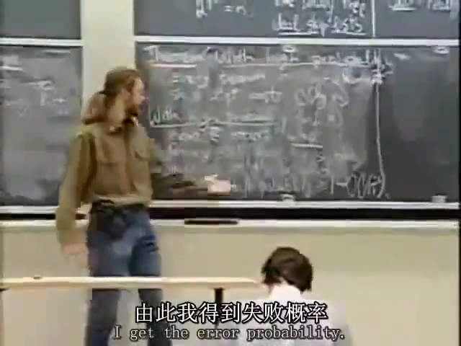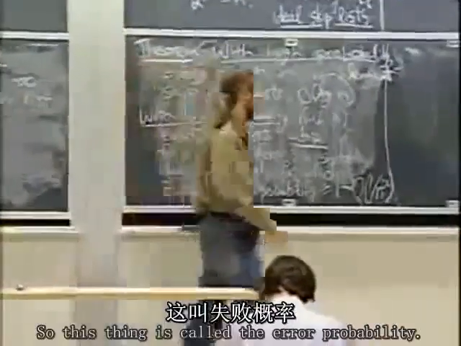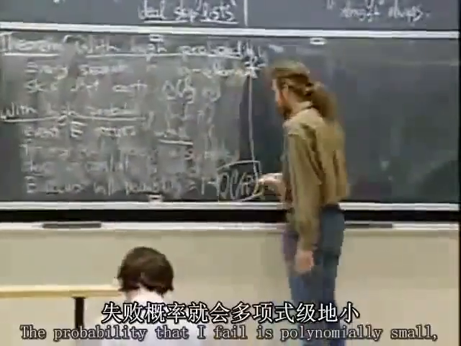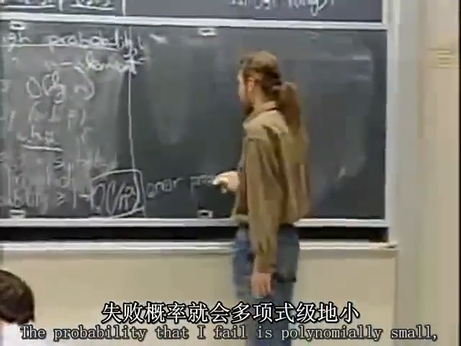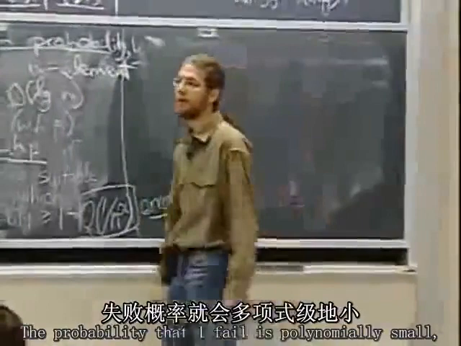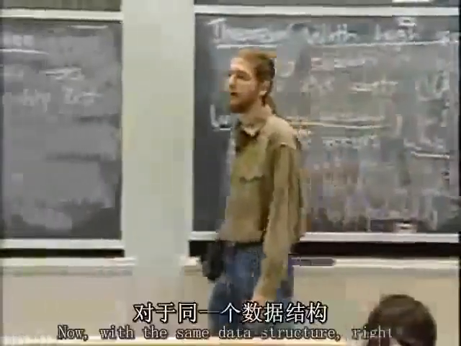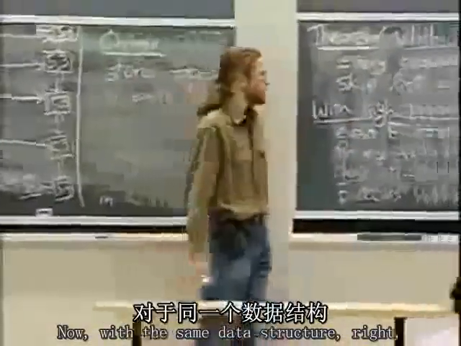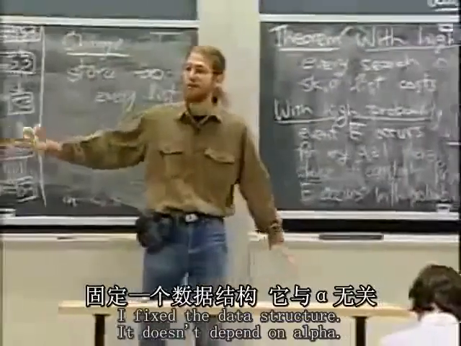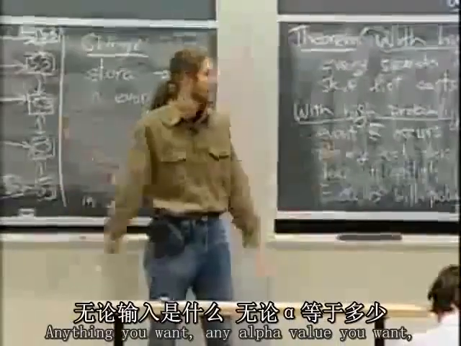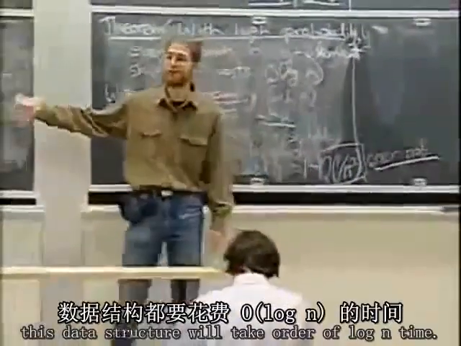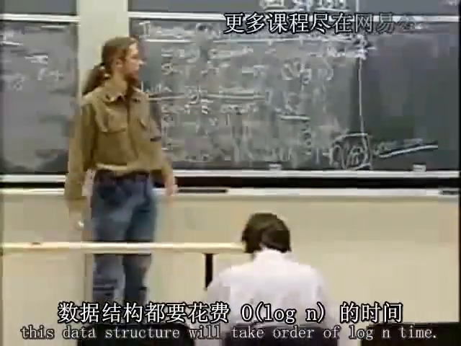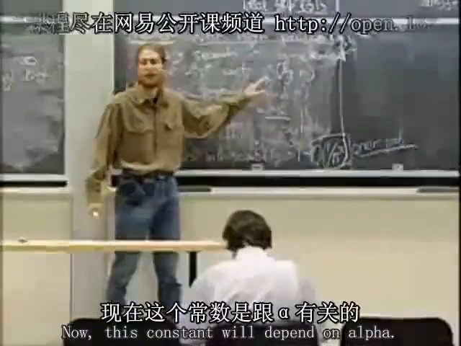I get the error probability, so this thing is called the error probability. The probability that I fail is polynomially small for any polynomial I want. Now, it's with the same data structure, right? I fix the data structure, it doesn't depend on alpha. Any alpha value you want, this data structure will take order log n time. Now, this constant will depend on alpha.